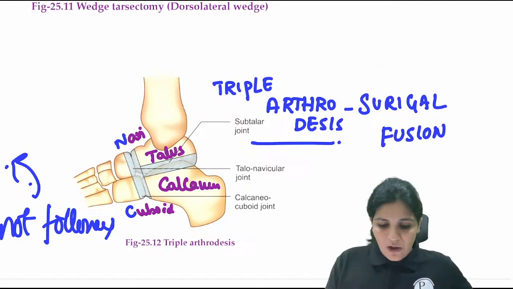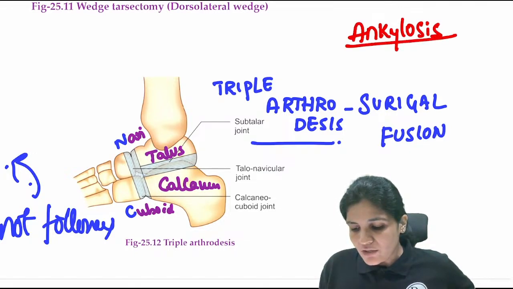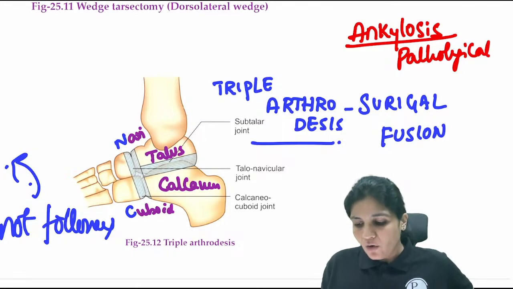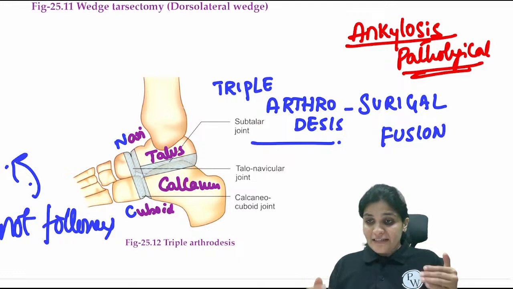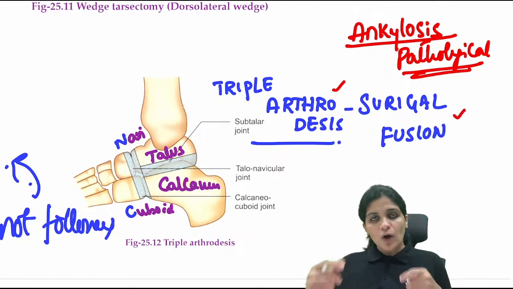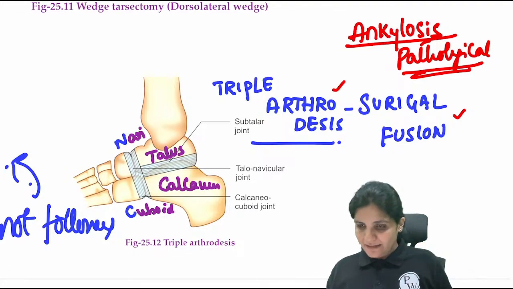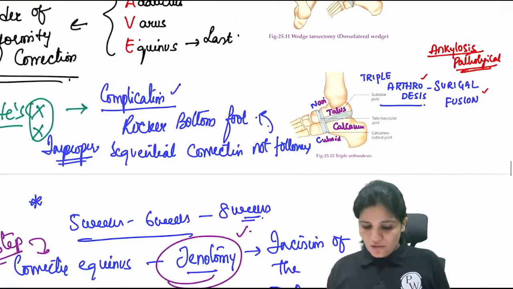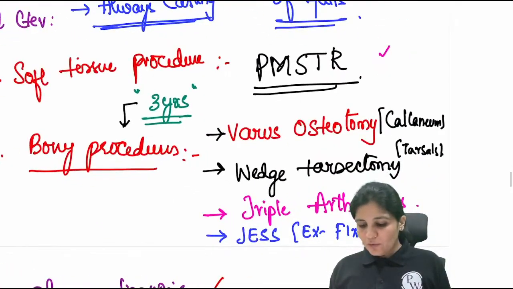Okay, then what is the opposite of this? The opposite is ankylosis. Ankylosis is pathological fusion. That means some problem has occurred, such as infection or inflammation, and the joint has fused. That is ankylosis. But this is arthrodesis. Arthrodesis is surgical fusion. So you are fusing the joint and it becomes flat. The patient will be able to walk. So these are the three important procedures you have to remember.